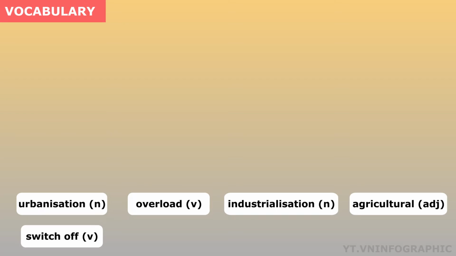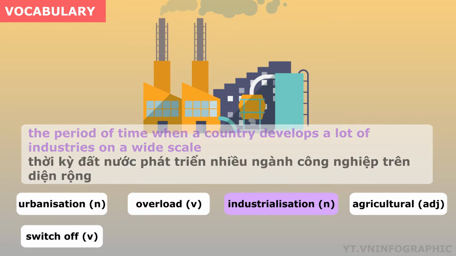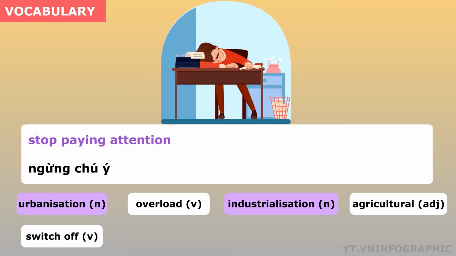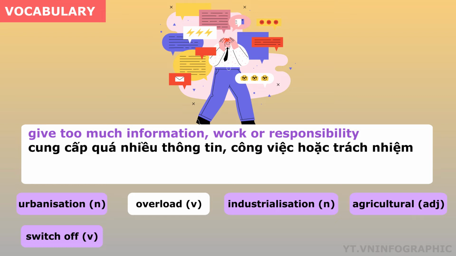Vocabulary. Urbanization. Overload. Industrialization. Agricultural. Switch off. Industrialization: the period of time when a country develops a lot of industries on a wide scale. Urbanization: a population shift from rural to urban areas. Switch off: stop paying attention. Agricultural: relating to the practice or science of farming. Overload: give too much information, work, or responsibility.